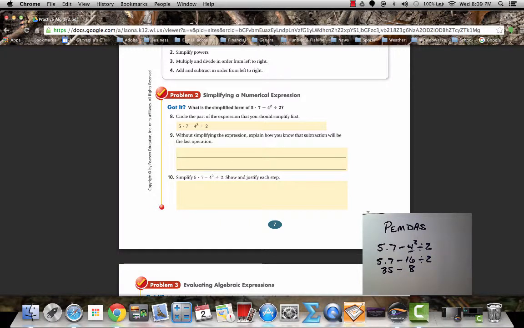Now we can take a look and say, is there any addition? No, but there is subtraction, so we can finish this off last. And 35 minus 8 is going to be 27. So we can say that this here is the simplified form of that equation.